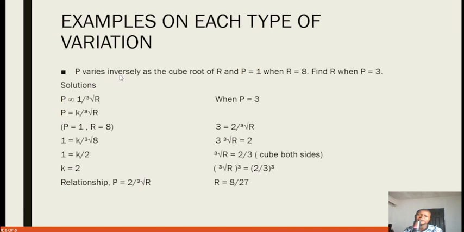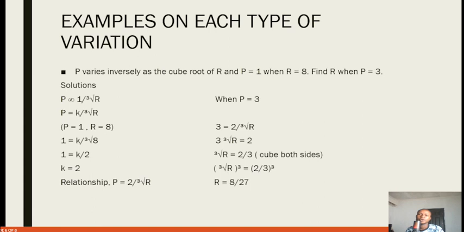So we illustrate the question first before we proceed. Here we have p varies inversely. Inverse means 1 over a quantity. So here we have p varies inversely as the cube root of r. That is why I've illustrated my cube root like this. You must be careful in any variation question. Here we introduce our k times all this. Then we have k times 1, which is k, all over the cube root of r. That is when our variation sign changes to an equality sign.